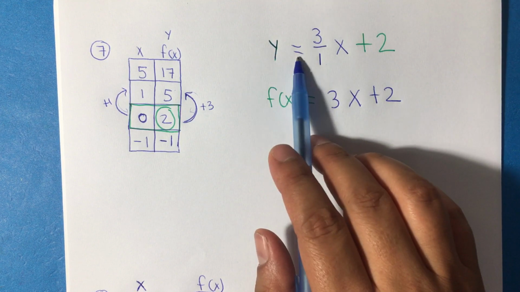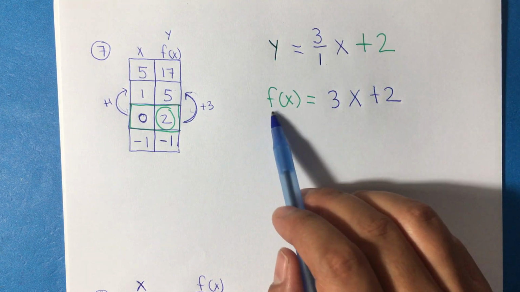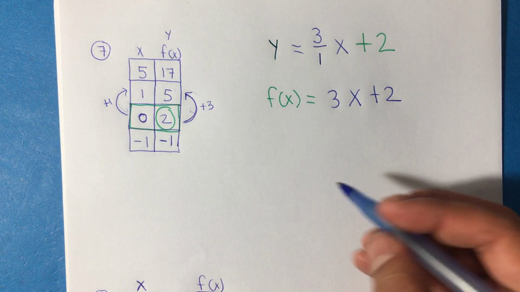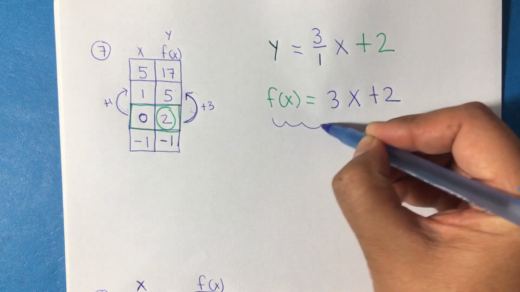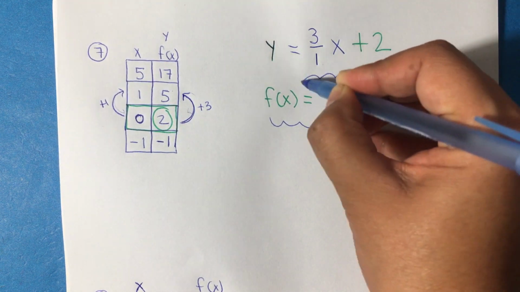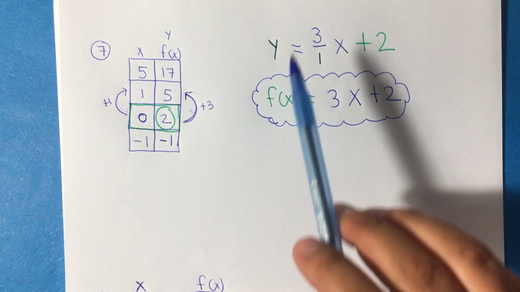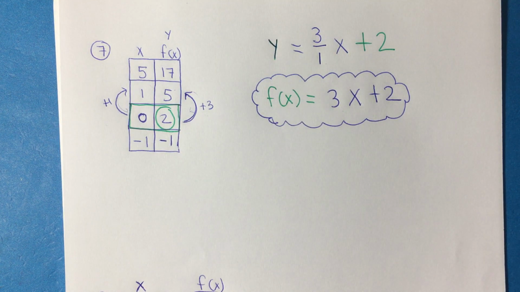Again, if I put y equals 3x plus 2 or f of x equals 3x plus 2, it is exactly the same thing. This is just written as a form of a function, but it's the same thing. Y and f of x, exactly the same thing.